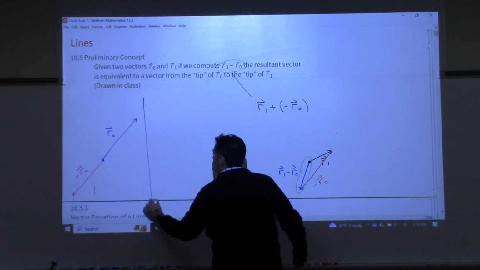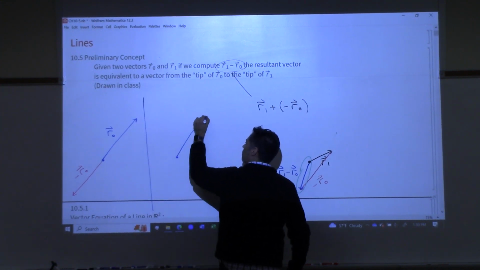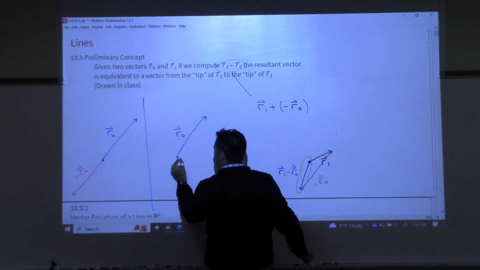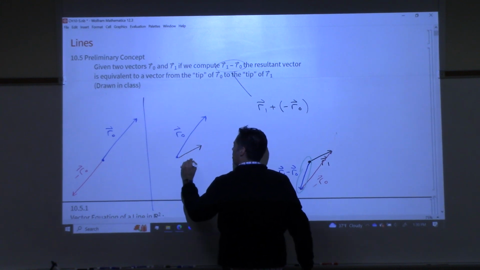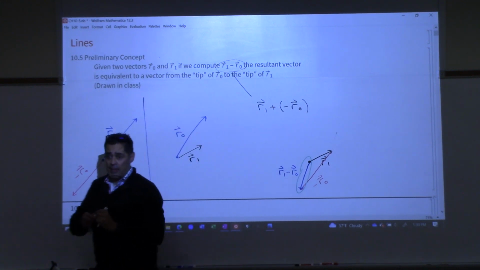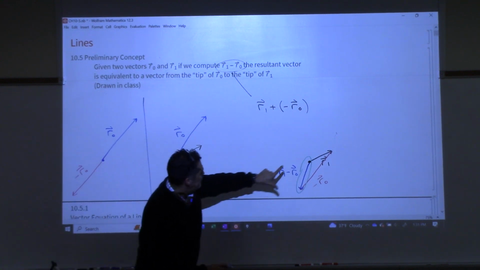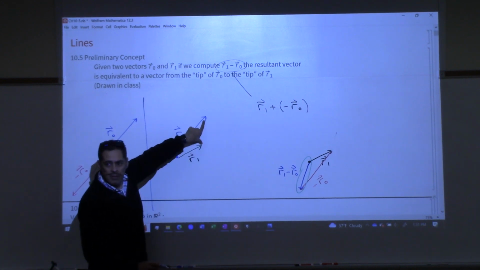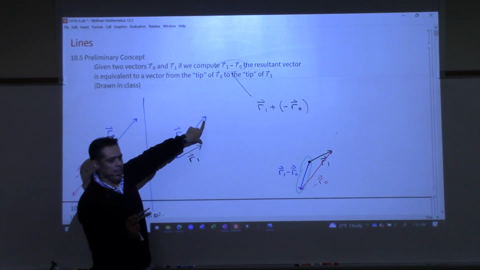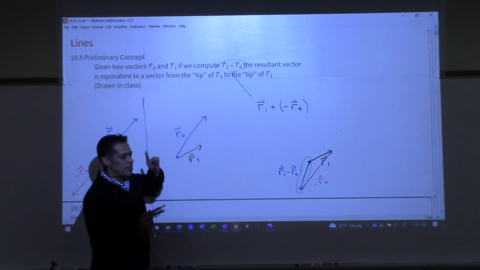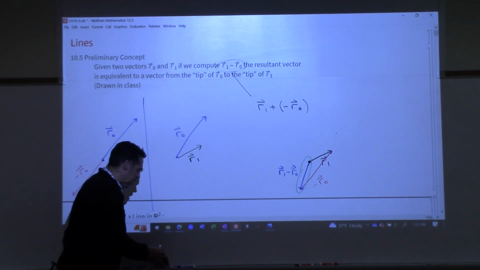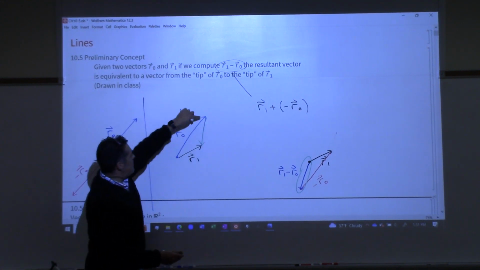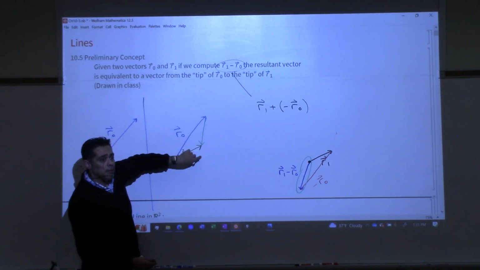So forget that for a minute. I'm going to put R naught here, and R1 is the black vector right there. I'm going to move it right here, like that. I put them together. Do you agree that this vector I circled in green is the same as the vector that goes from there to there? Yes? That's what I'm trying to get you to take away from this: if you subtract two vectors, what you create is a new vector that goes from the tip of the one that you're subtracting to the tip of the other one.